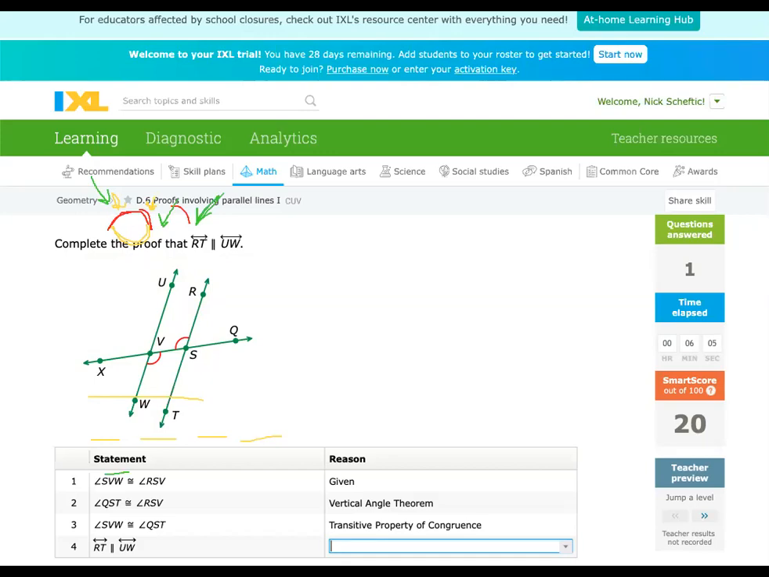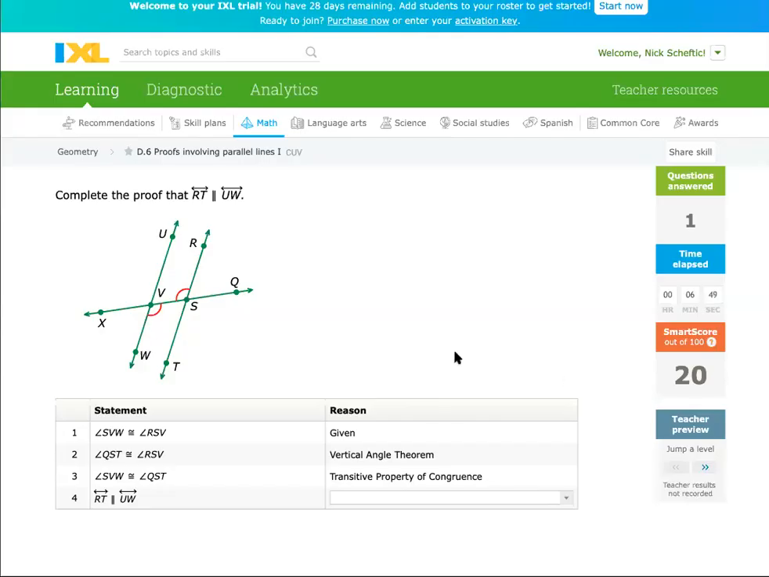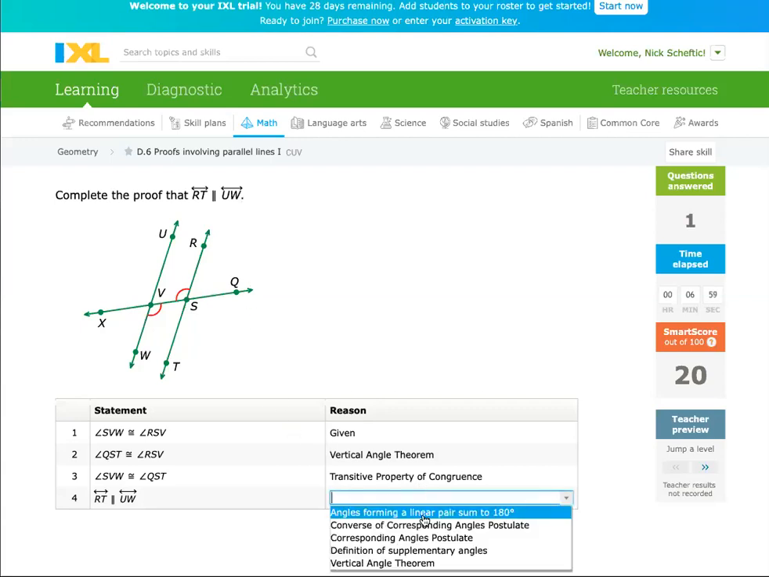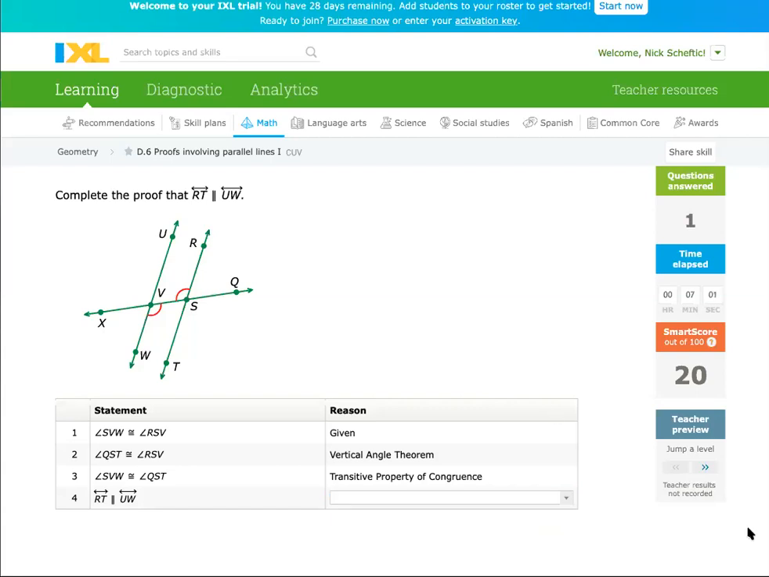Okay, look at this next one. This one they want you to complete the proof that RT is parallel to UW. So a lot of time, most of these are actually going to be the converse to corresponding angles postulate, but let's double check. Let's look through it. They give us a given. SVW is congruent to SV, which are the two right angles that they have right there, according to the vertical angles theorem.